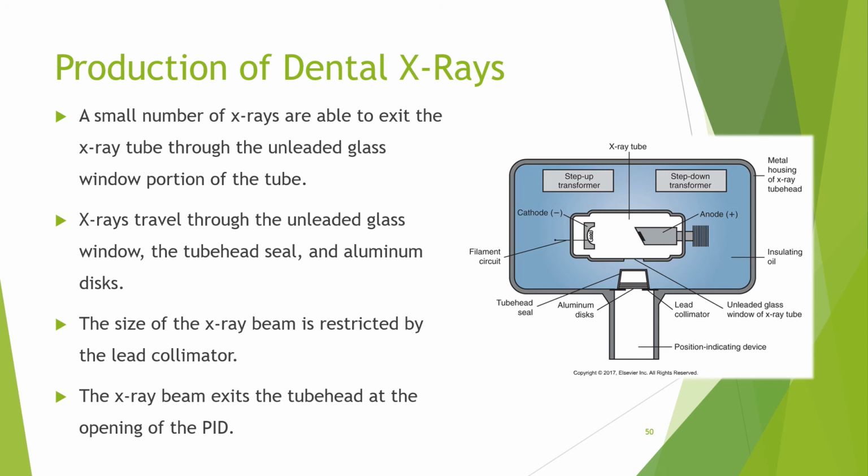The size of the X-ray beam is restricted then by the lead collimator and by the lead-lined PID. This helps to direct the beam of X-rays directly where the operator wants those X-rays to go. Why are those longer wavelengths removed? Because they are less penetrating and thus they are not useful for dental radiography.